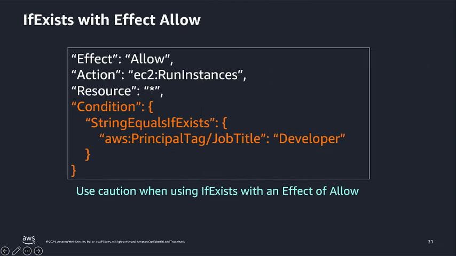Now, what happens if we use the if exists operator with an effect of allow? The author of this policy wants to say that only principals with a job title tag of developer should be able to run an EC2 instance. But the problem here is that this policy also allows principals without any job title tag at all to run an EC2 instance. Be careful when using if exists and allow statement, and make sure that you understand what the behavior of your policy is if a context key is not present in the authorization context.